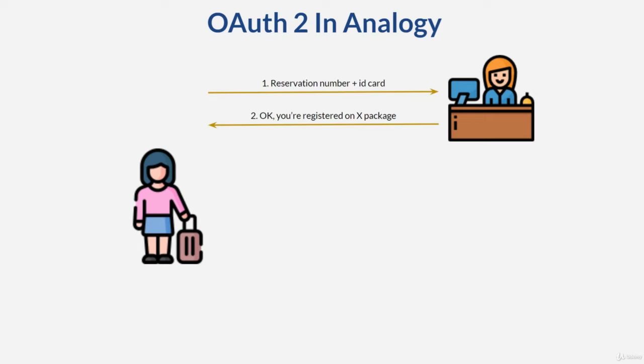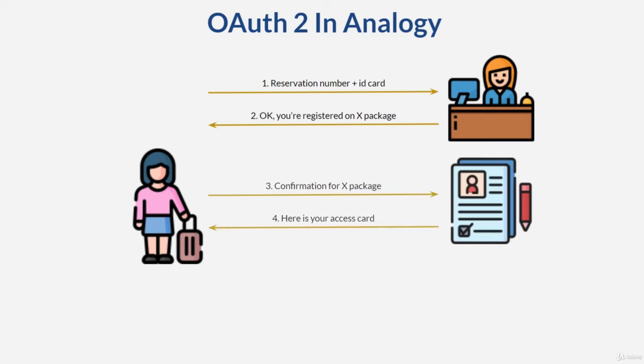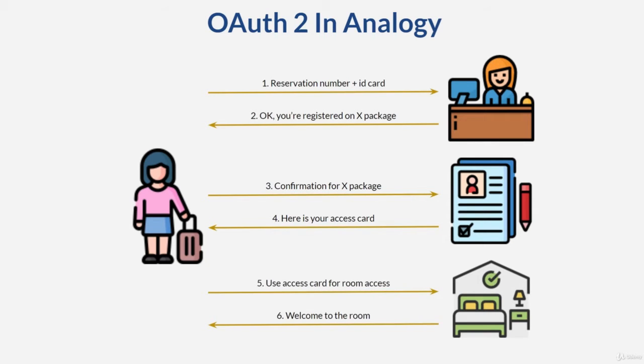Since you already registered, you fill out a little administrative paper, then the hotel staff give you an access card based on your purchased holiday package. By using this access card, you can go to your room, swimming pool, and gym. But you cannot go to the VIP beach since you didn't purchase that package.